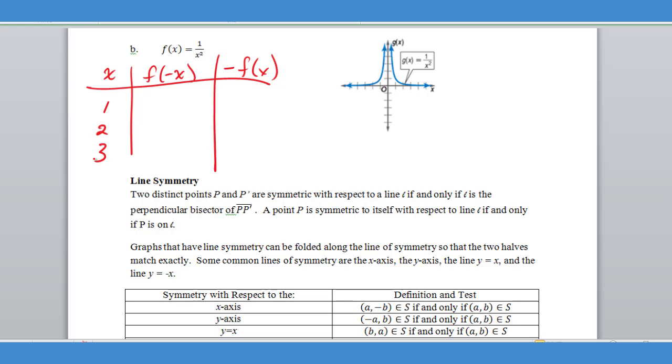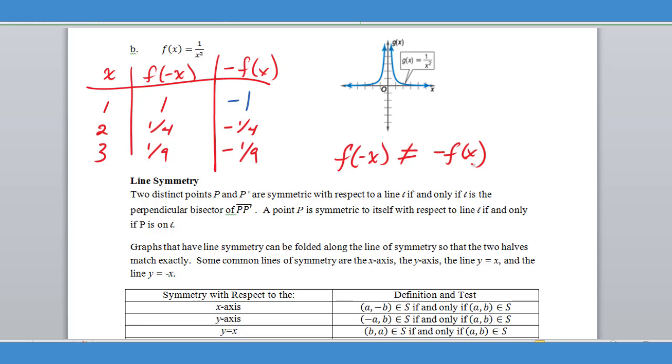And so when I plug 1 into this, I get a +1, but over here I get a -1. Same thing here if I plug 2 in, I get 1/4. Here I get -1/4. And then here I get 1/9, and here I get -1/9. And you can clearly see that f of -x does not equal negative f of x. So they are not symmetric with respect to the origin.